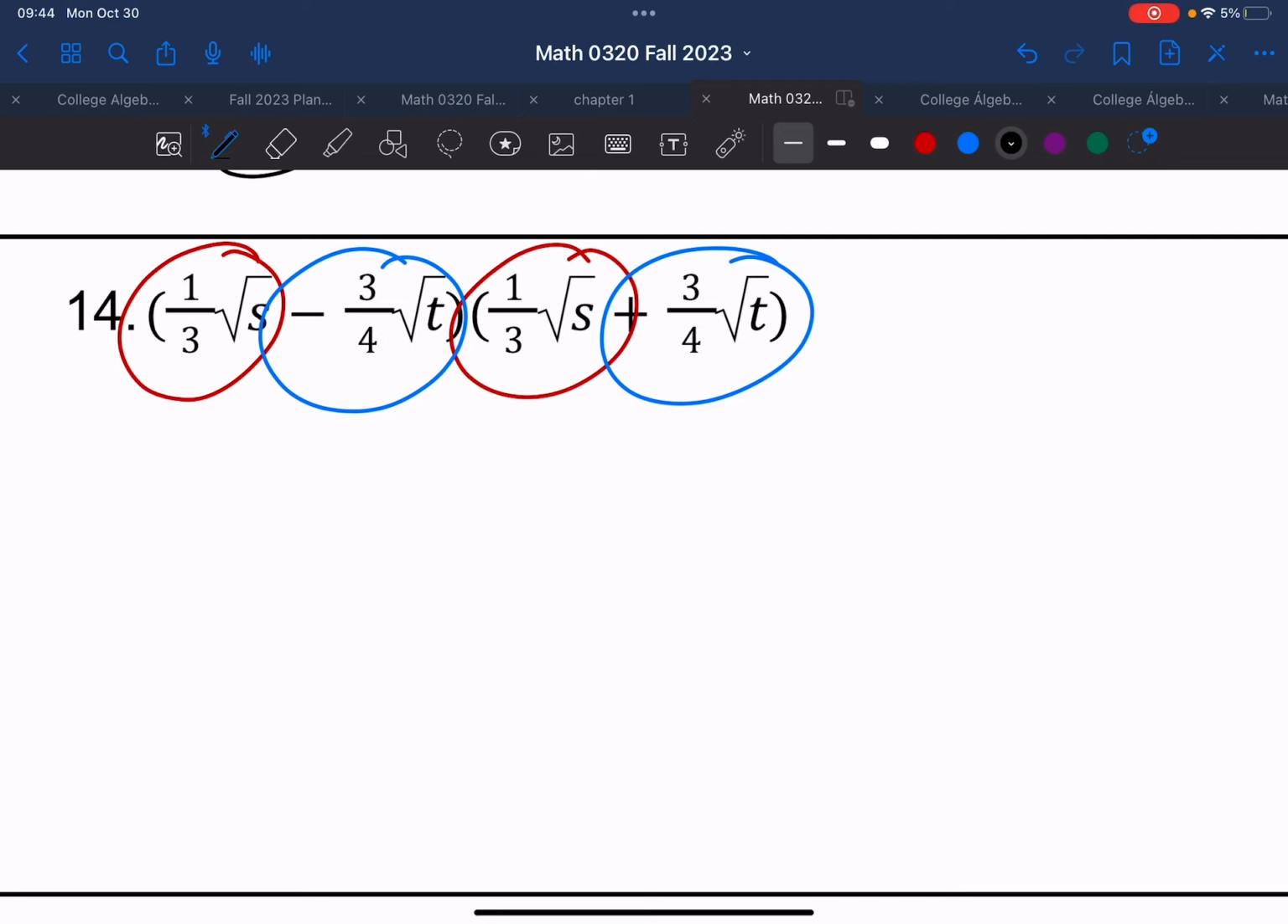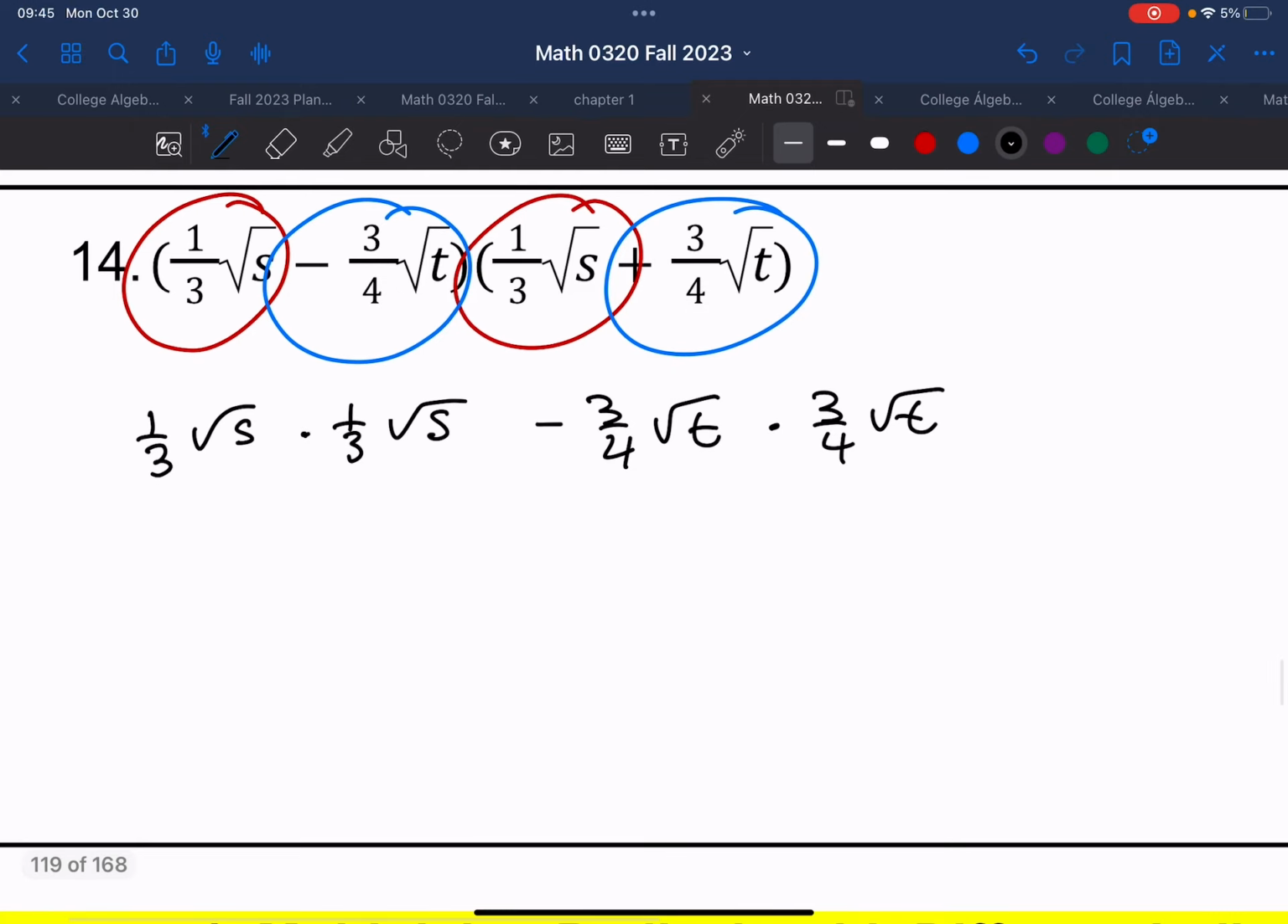Okay? So that means we have 1/3 square root of s times 1/3 square root of s. Minus 3/4 square root of t times 3/4 square roots of t. Notice I didn't do the FOIL method. I multiplied the first two terms and the last two terms because I knew that the middle terms were going to cancel. So simplifying this, what's 1/3 times 1/3? 1/9. Remember, we multiply the top, multiply the bottom. So this is 1/9. And what's square root of s times square root of s?